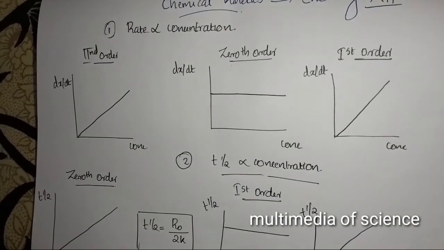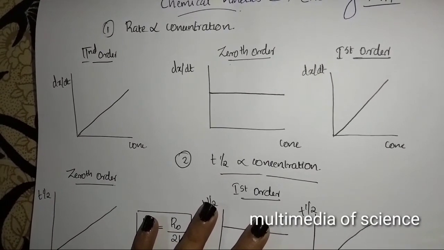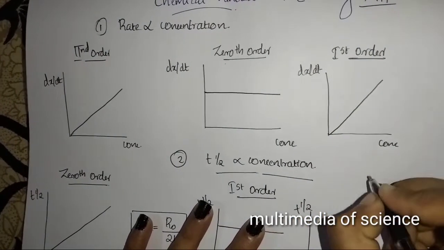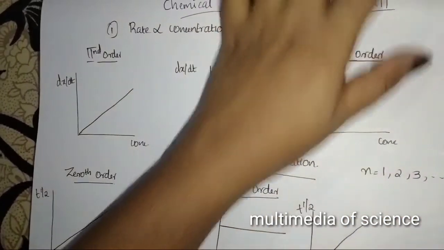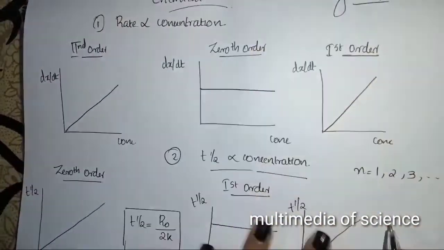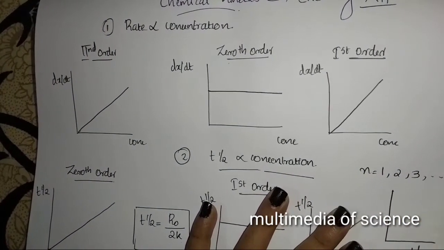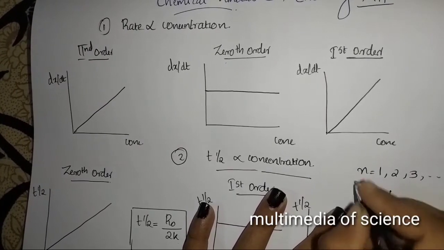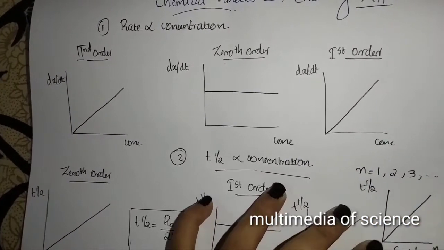Clear? Next is the nth order. Generally, not only for second order and third order, but all the graphs with the nth order, that is n equal to 1, 2, 3, etc. And what about the graph of the nth order? So the nth order graph is like this. If I take 1 by concentration raised to n minus 1 and T half on the y-axis, then this graph is like this, a straight line.